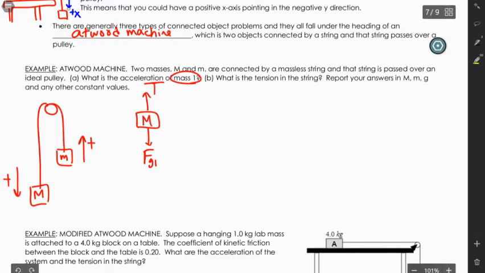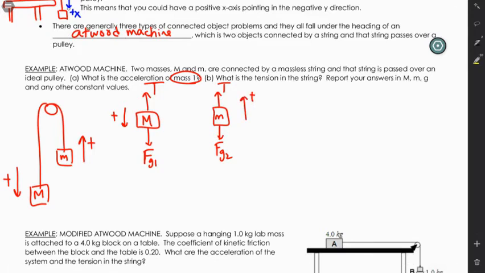Now I have where big M, the positive, is down. Okay, now I have little m, which has the same free body diagram. It's FG2, right? But remember, this one's going to have a positive up. Okay, and now so there's my draw step.